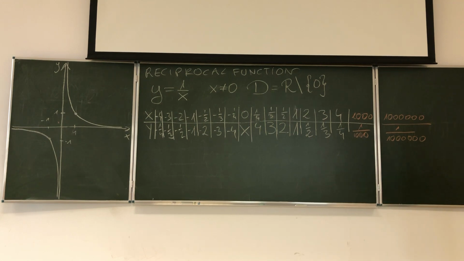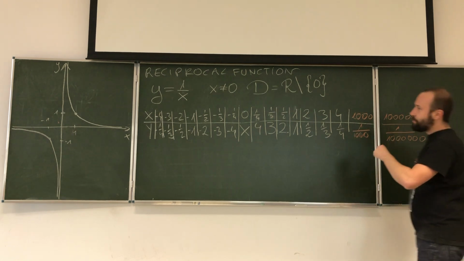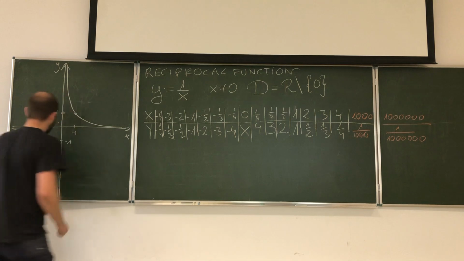So we cannot elaborate on this that much at the moment. But we clearly see that values of this function are getting smaller and smaller, but they never get to the x-axis. And what about what is happening over here?